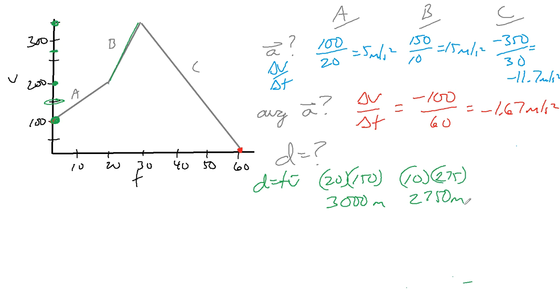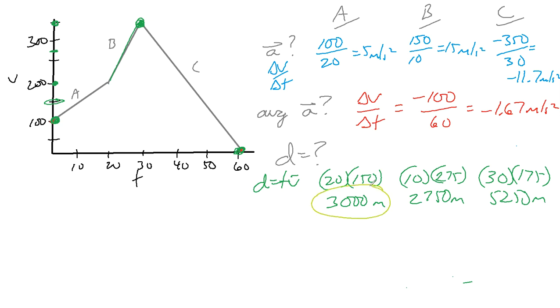And then we'll do the same thing for the last part. So the last part lasted from 30 to 60 seconds. So it lasted for 30 seconds altogether. And if I want the V for that, is it constant? No, it's not constant. So I got to use the average. Well, it went from 350 all the way down to 0. So I just basically got to take that 350 and cut it in half. And if I cut it in half, I've got an average speed of 175. So then I'll just times that by my time of 30 seconds. And I've got about 5250 meters for the third part.